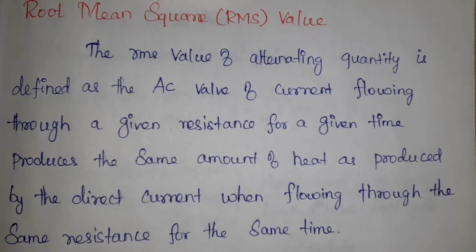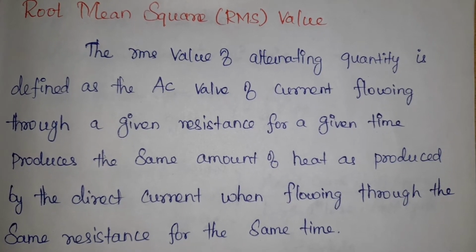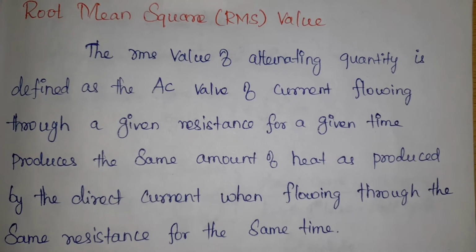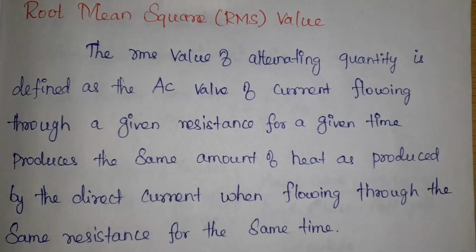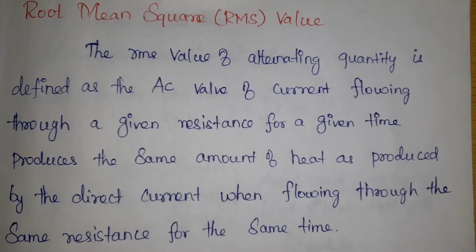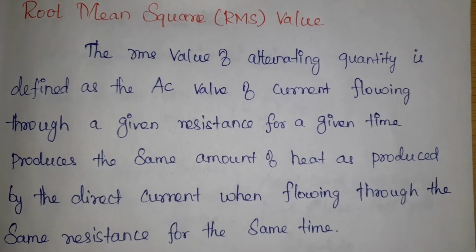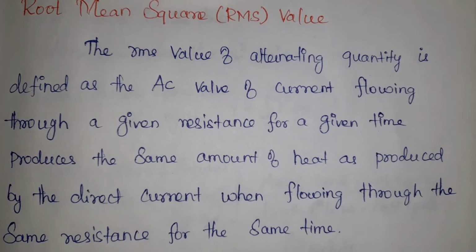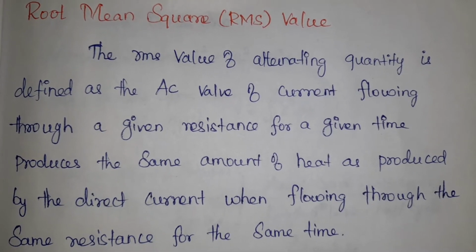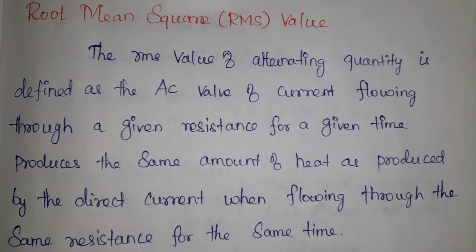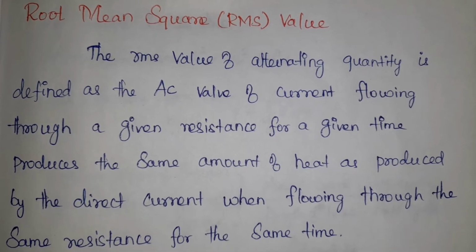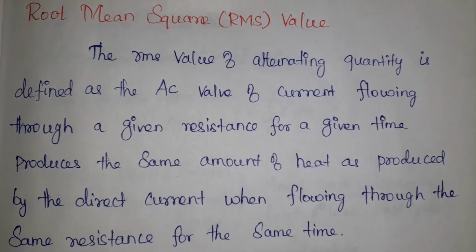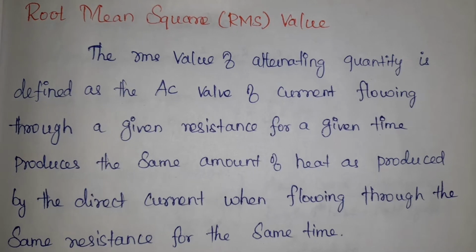The average or RMS value of an alternating quantity is defined as the AC value of current flowing through a given resistance for a given time that produces the same amount of heat as produced by the direct current when flowing through the same resistance for the same time. So this is the basic definition of the root mean square value. It's a simple one.